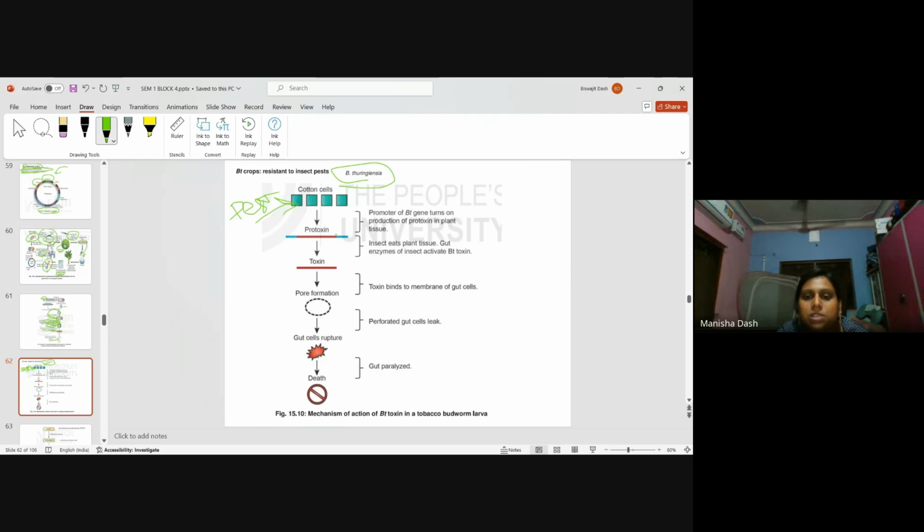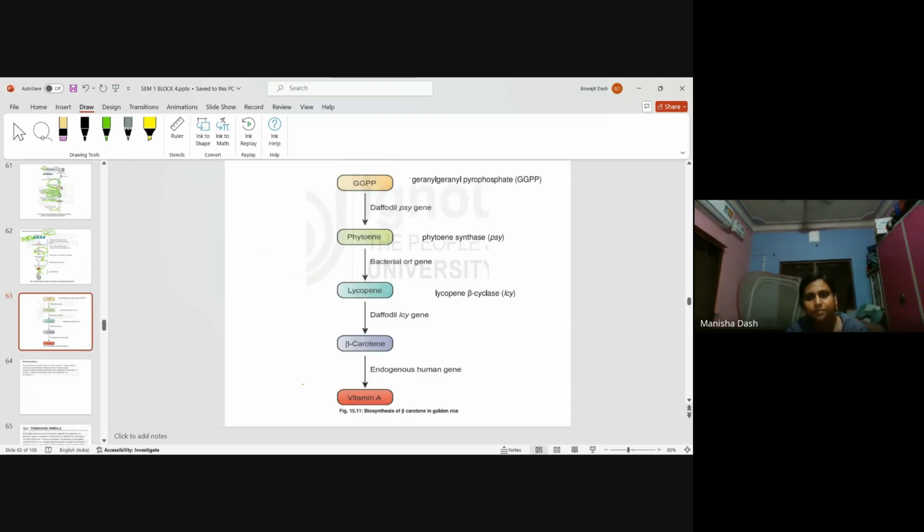When the insect eats this particular plant tissue, inside the gut of the insect the enzymes will cleave the protoxin into toxin. Now the toxin will simply create holes in the gut or stomach of the pest. The gut cells will rupture and the pest or the insect will die. So that is how the plant will be protected against the insect.